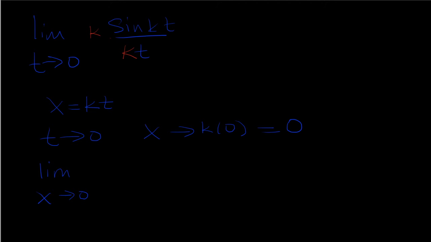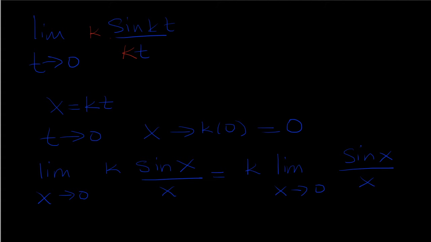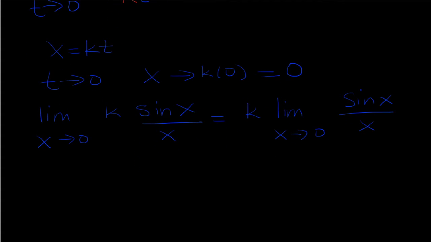And then I still have a constant k, and sine kt is just sine x over x. I then can pull out the k. I have the limit as x approaches 0 of sine x over x. And we know that the limit of sine x over x as x approaches 0 is just 1. So my answer is just k.